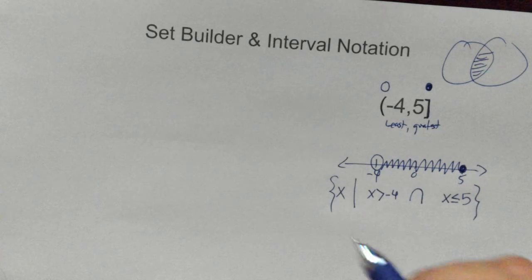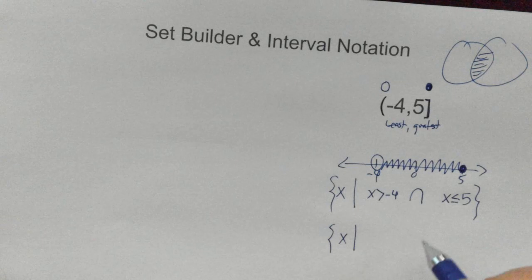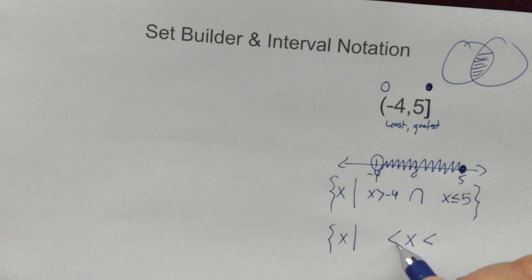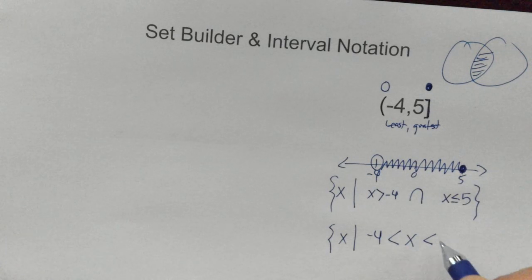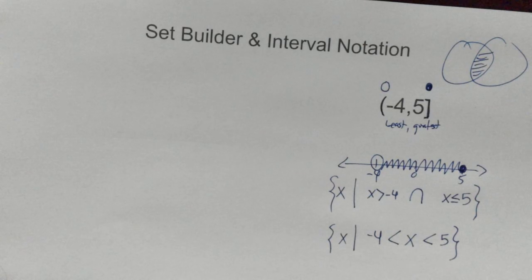The other way you can describe this, you can similarly say that x is between -4 and +5. X is in the middle of all those values. -4 is not included, but 5 is.